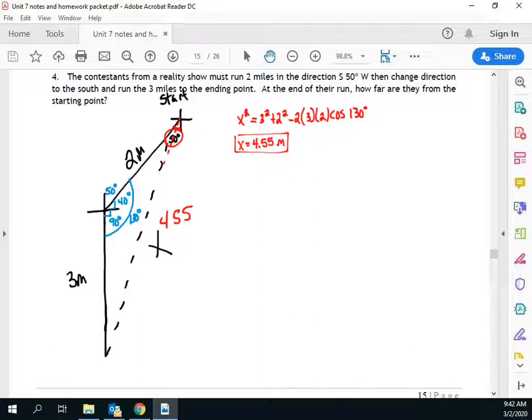We're going to go ahead and figure out what that angle is there by 50. So what you can do now is say, okay, this angle, the side opposite is 3. So 3 squared equals 4.55 squared plus 2 squared minus 2 times 4.55 times 2 times cosine of what we do not know, which is the starting point. And so when you do that, you end up with this formula here.